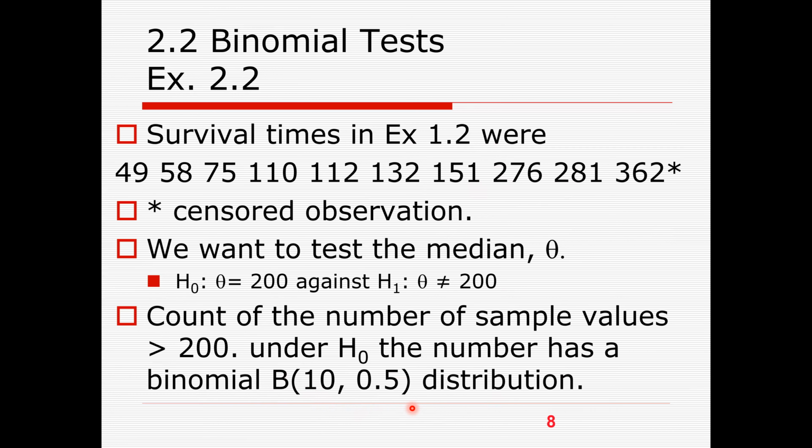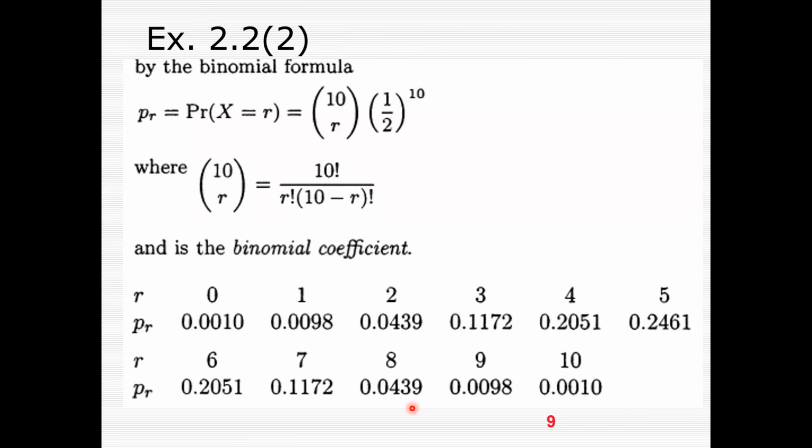Then we can use the binomial distribution probability equation to calculate all the results, from 0 patients surviving after 200 months to all patients surviving after 200 months. So R can be any integer between 0 and 10, right?